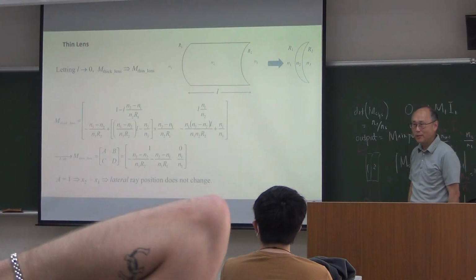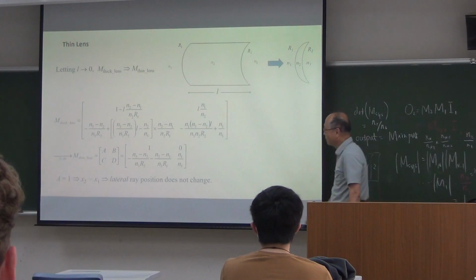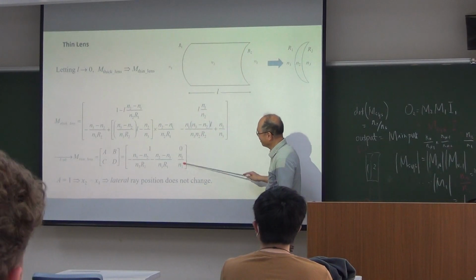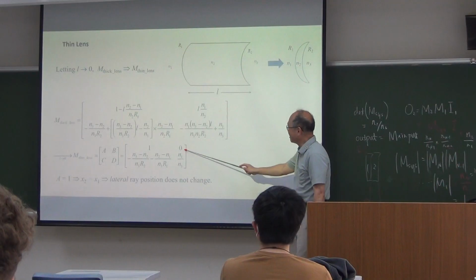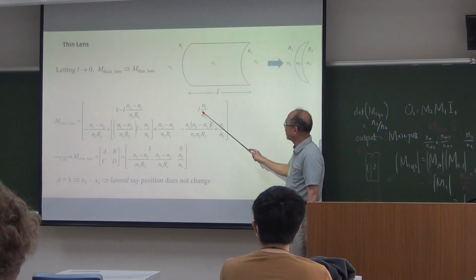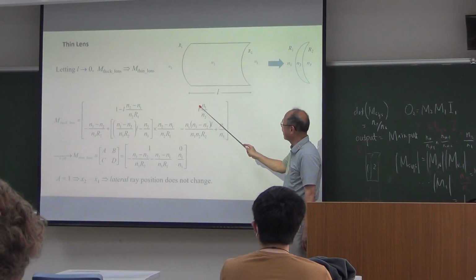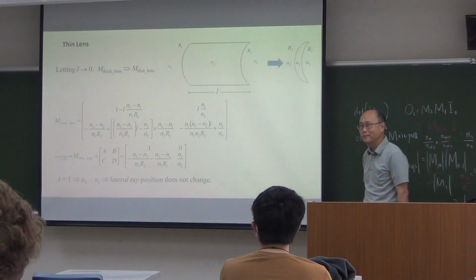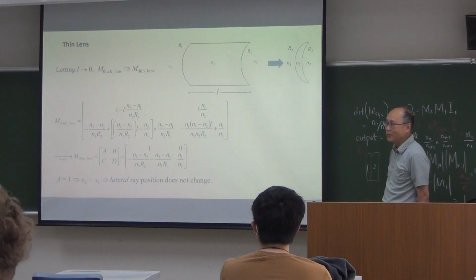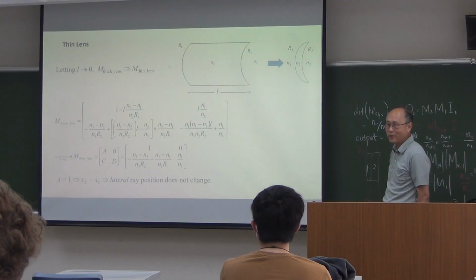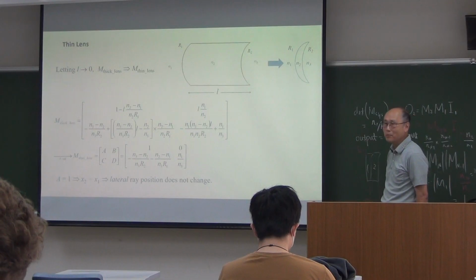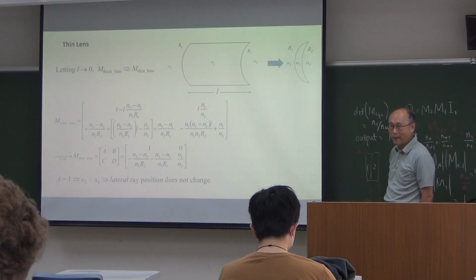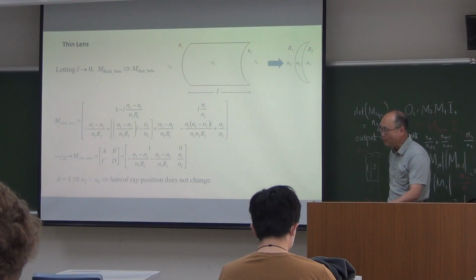You saw it, right? If you take the determinant of this, you get this value because this is 0. This 0 comes from you setting this L equal to 0. All right. So gradually we have ray matrices of your familiar elements, and then we can do more complicated constructions, for example, some imaging system.